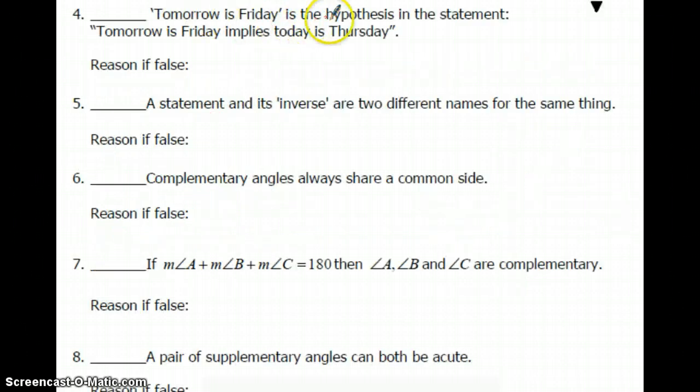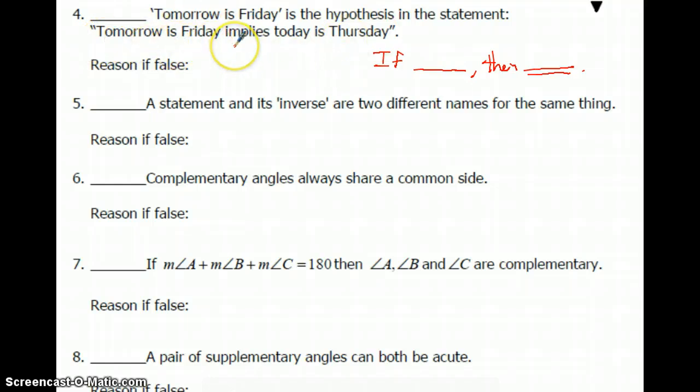Tomorrow's Friday is the hypothesis of this thing. I think the easiest way to figure that out is think of this as an if-then statement. In the book, they always did 1 underline for the hypothesis and 2 underlines for the conclusion. If it's written as if something, then something else, we just got to figure out if we're going to rewrite this as an if-then, what order would it really come in? Does this mean if tomorrow's Friday, then today is Thursday, or does this mean if today is Thursday, then tomorrow's Friday? What is this really saying?